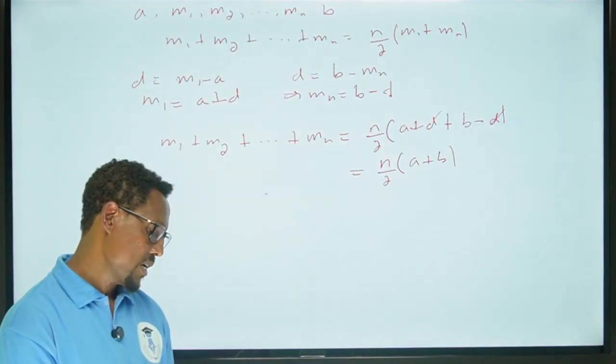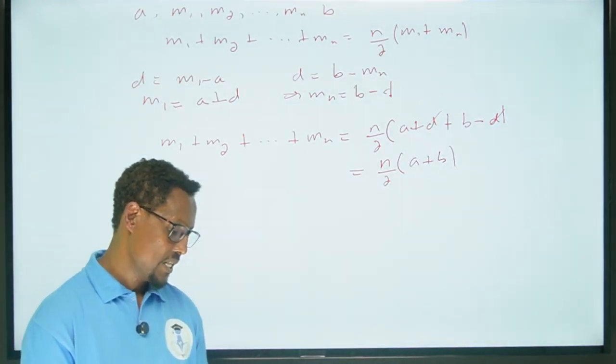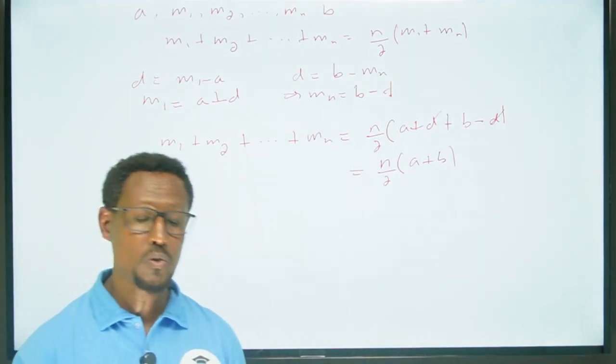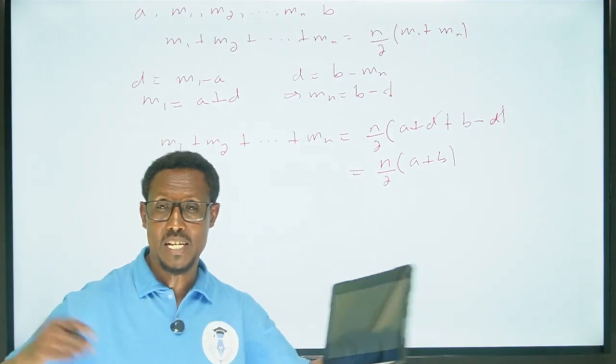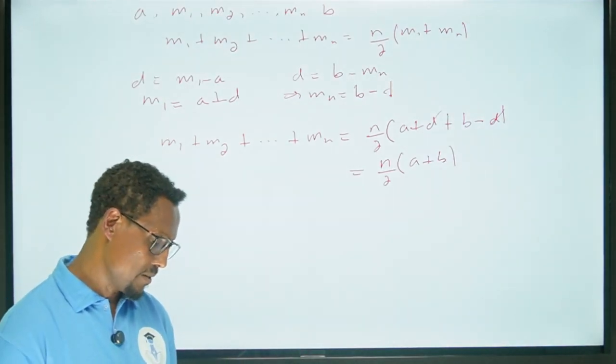So the sum of the arithmetic means inserted between A and B will be n over 2 times A plus B, where A and B are the first and the last terms. Okay.